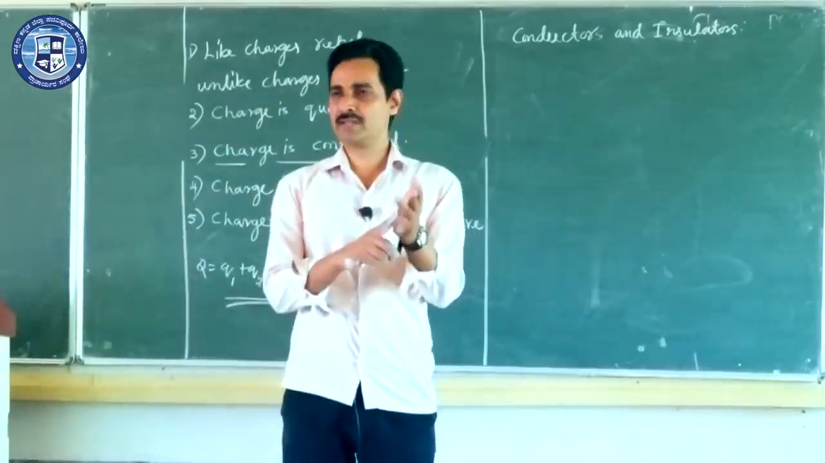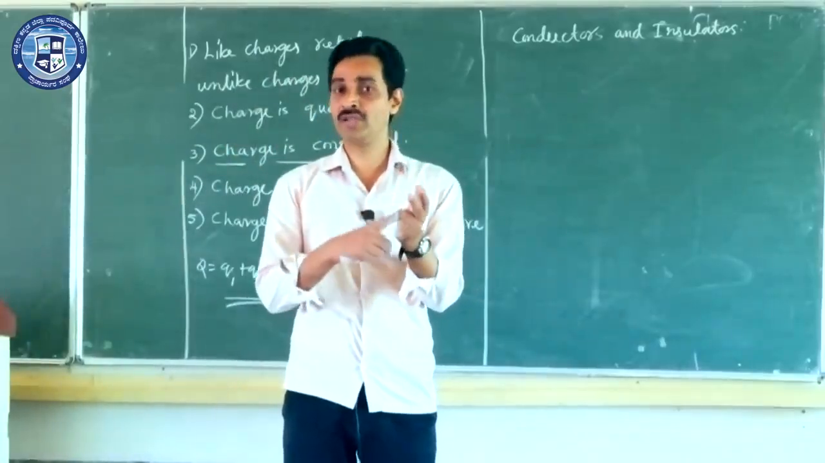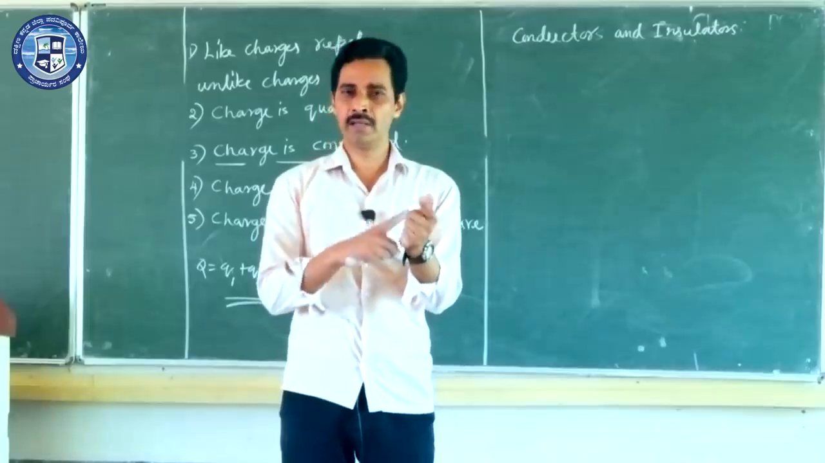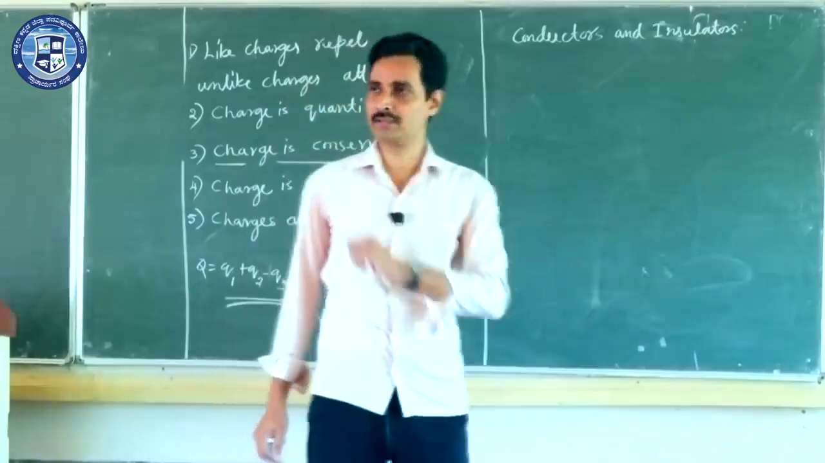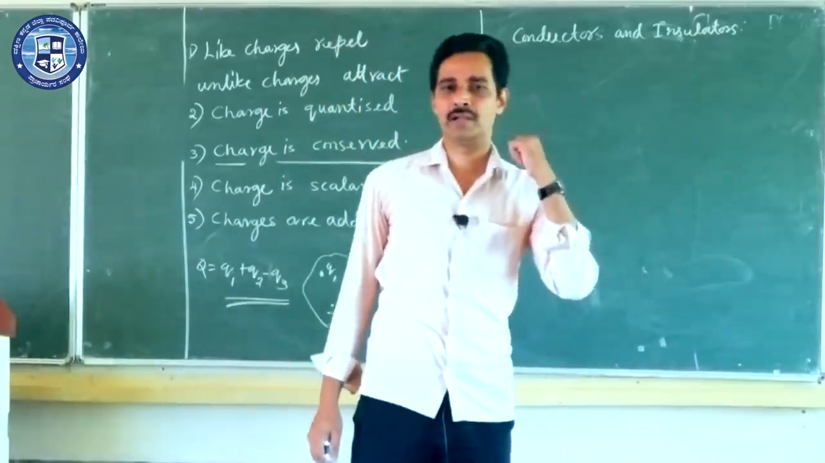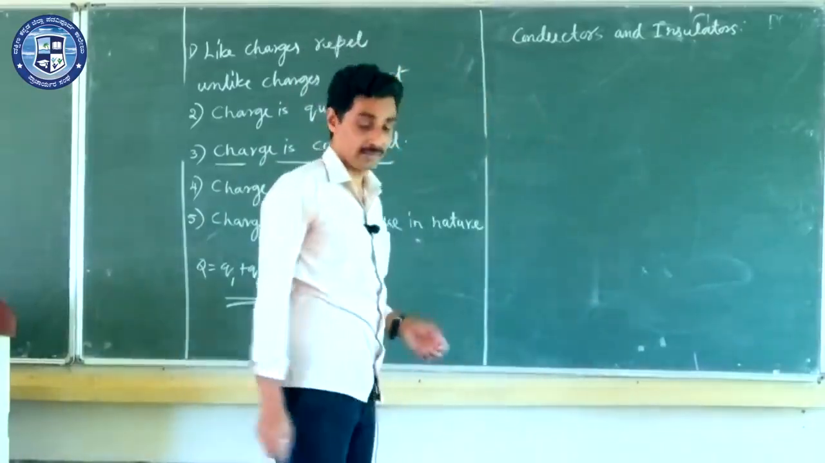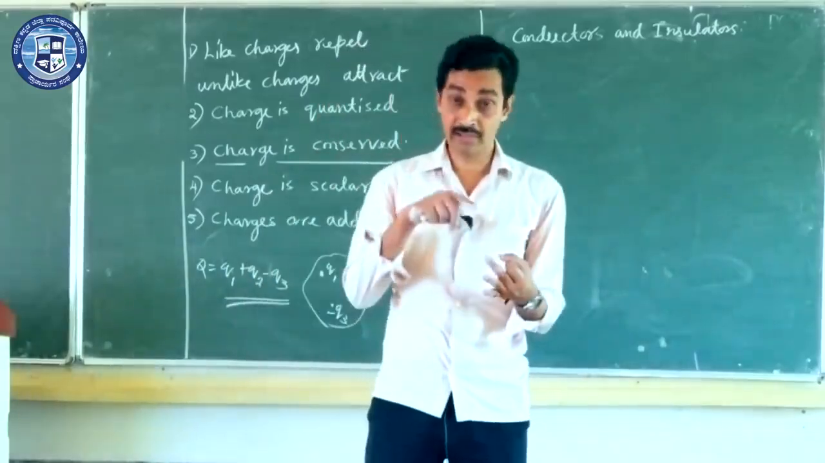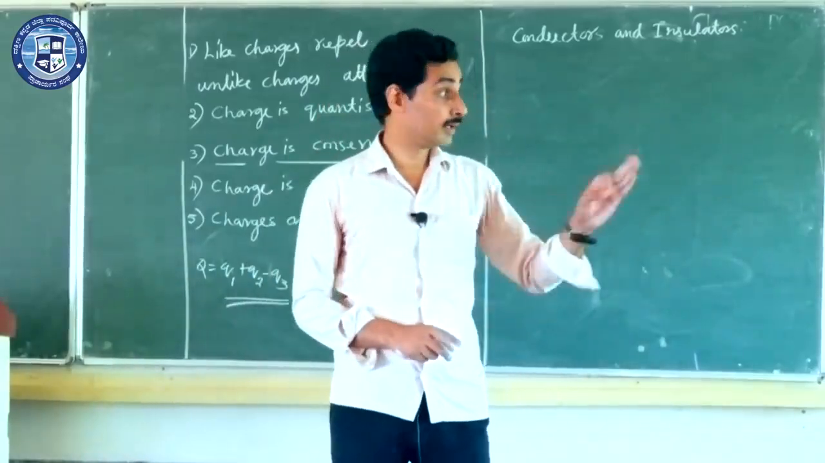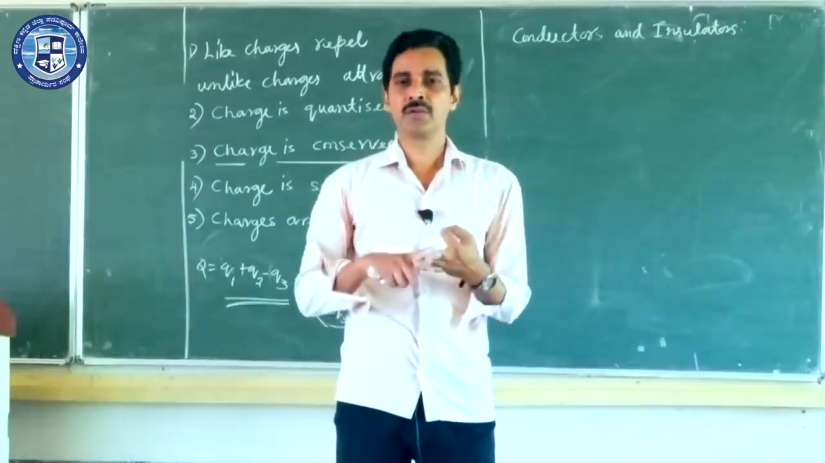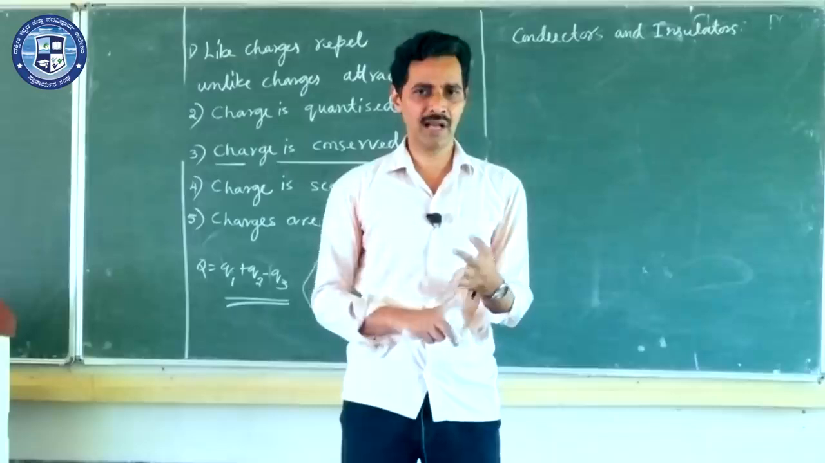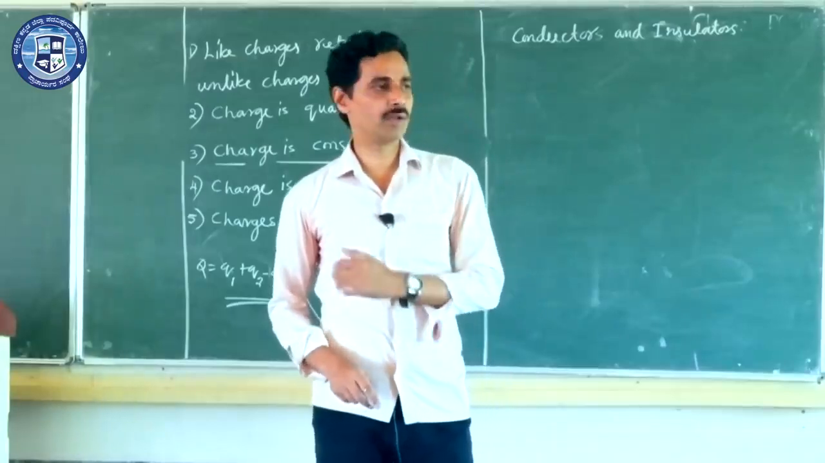Conductors are like metals. All metals are good conductors. Gold and silver are the best conductors, and iron, copper, aluminum are all conductors. Even the human body is a conductor. Earth is a very good conductor. Now, what are insulators? Glass, plastic, dry wood. A living tree is not an insulator, it may be a conductor. So dry wood, plastic, glass, cotton, they are all insulators.